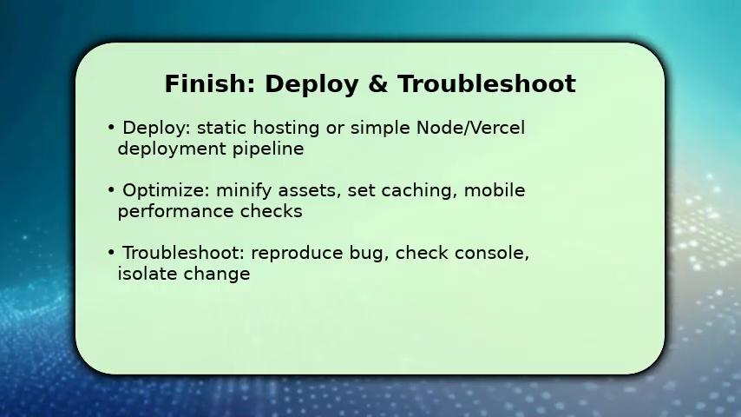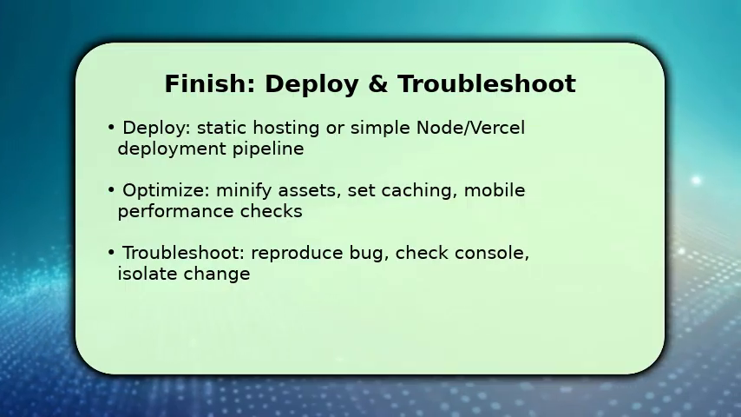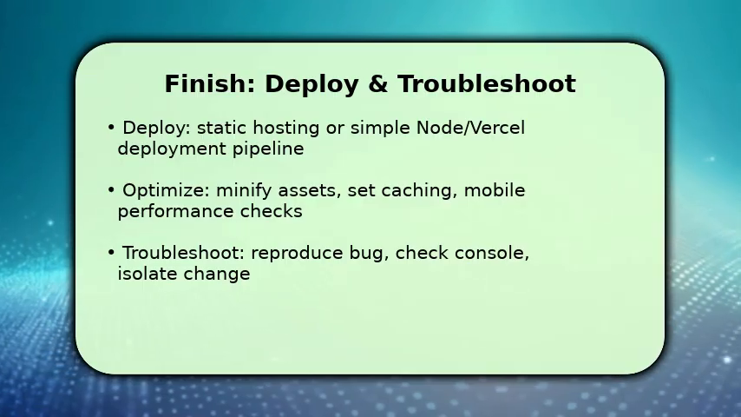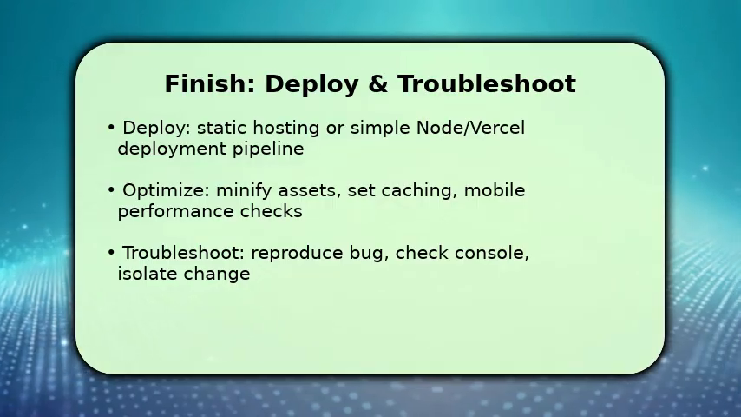If things go wrong, reproduce the bug, inspect the browser console, and roll back the last change to isolate cause. This debugging loop saves time. Finally, document fixes and add tests so future errors are easier to resolve.